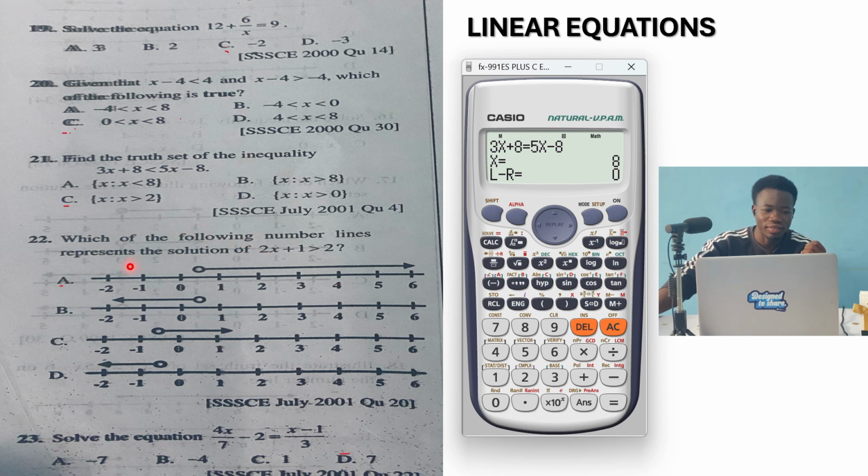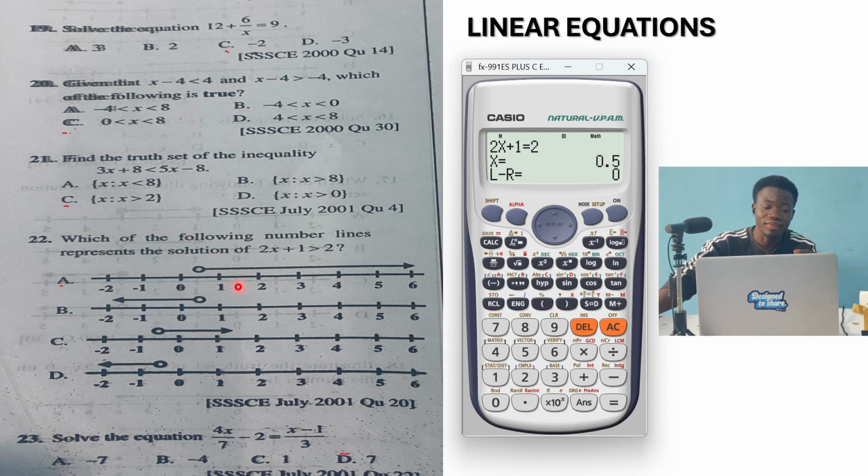Then we look at the 22. If you don't understand anything, put in the comment section and I'll be happy to respond to you. Which of the following number lines represent the solution of this? So this, again, just keep this side. We have 2x plus 1 then equal to alpha and calc 2. Right there. Sorry, it's not calc, use solve and then equal sign. Then your answer is 0.5, which is the same as half.